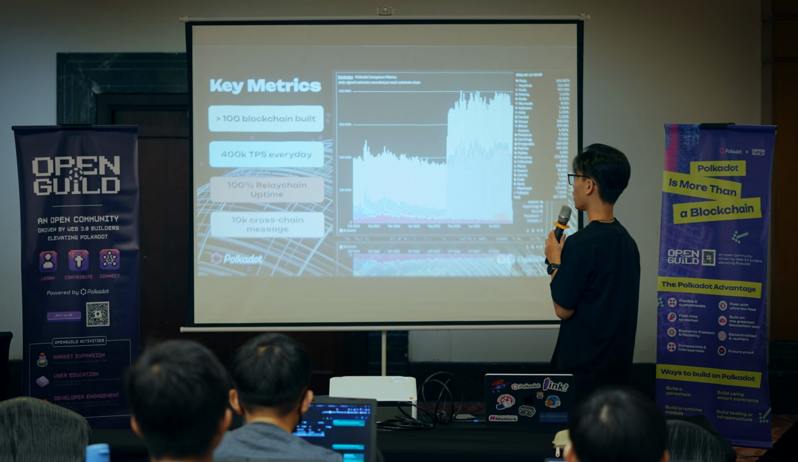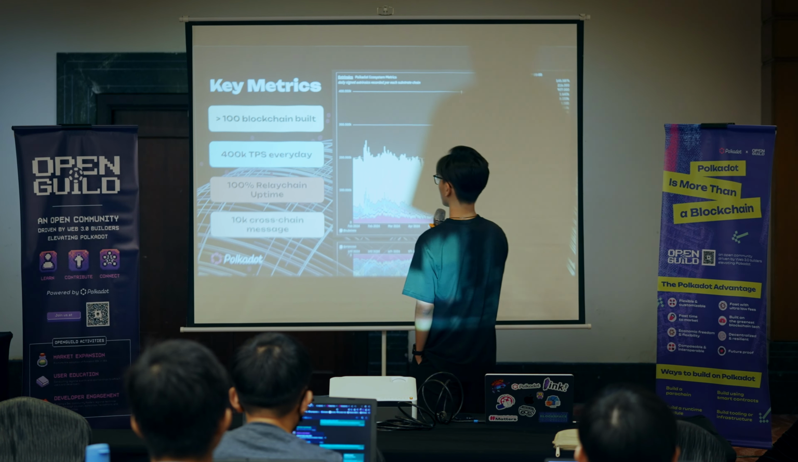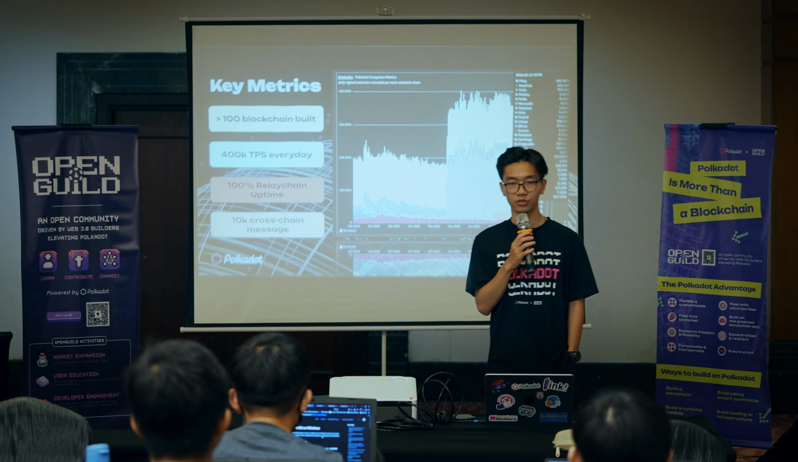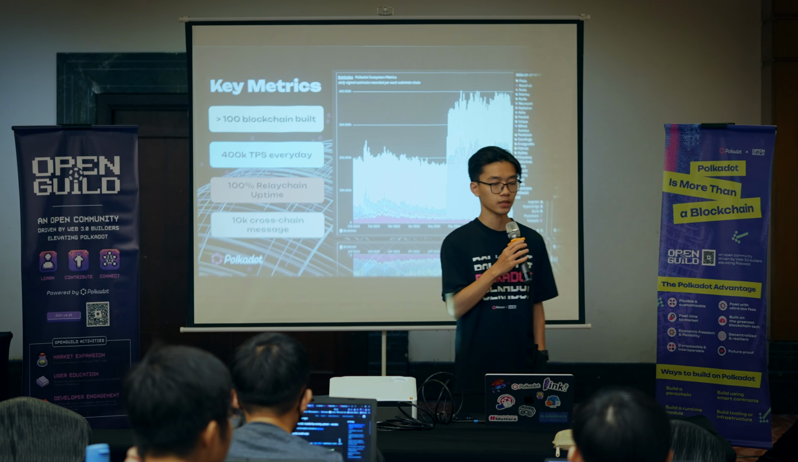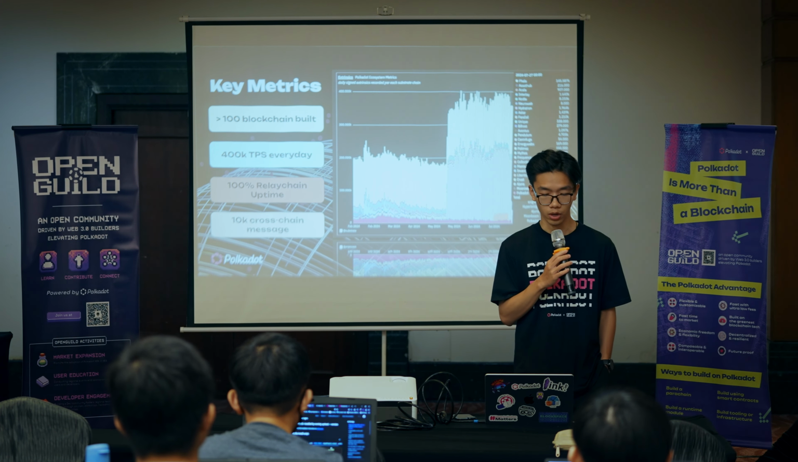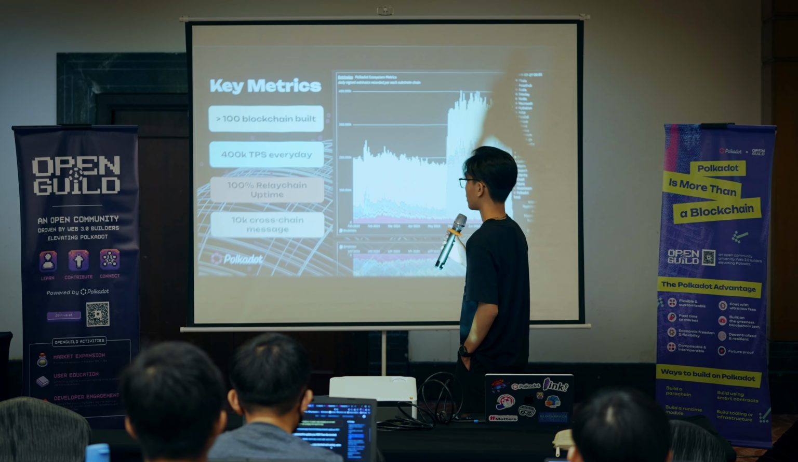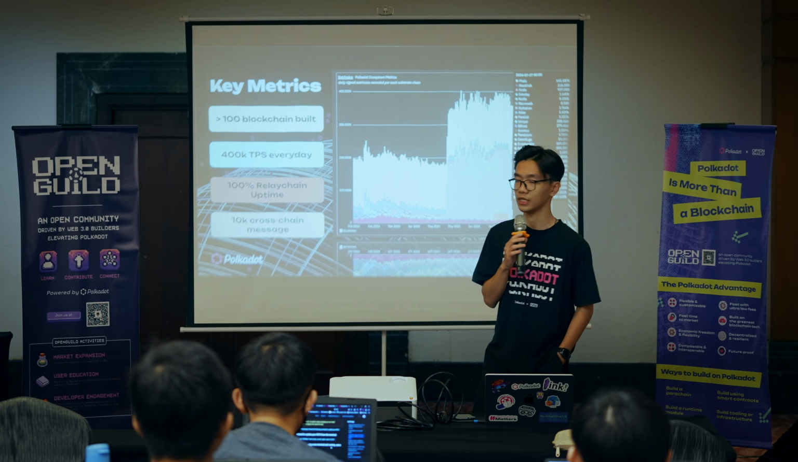We have some key measures of Polkadot in recent months. For example, we have more than 100 blockchains built using Substrate technology. More than 50 blockchains are Parachains, or I can say rollup chains, running on Polkadot technology. And we also have other 50-plus blockchains running as solo chains using Substrate technology.